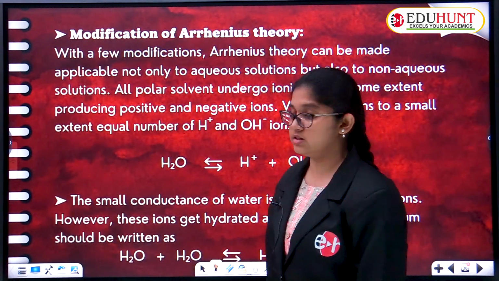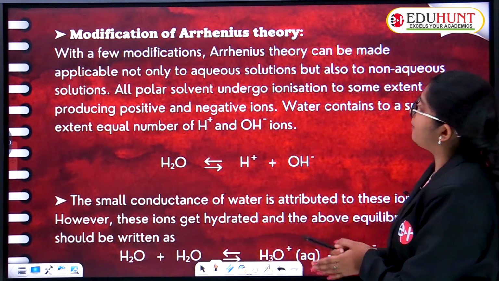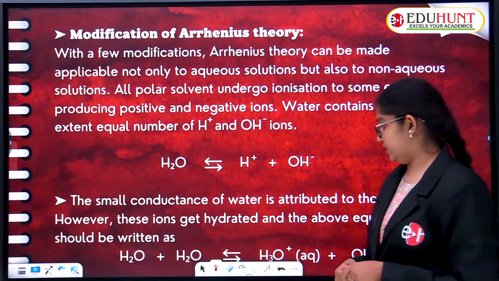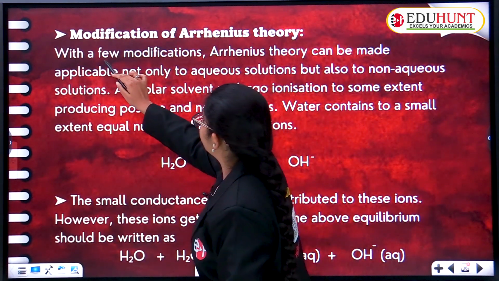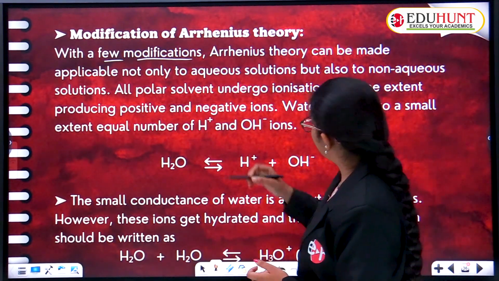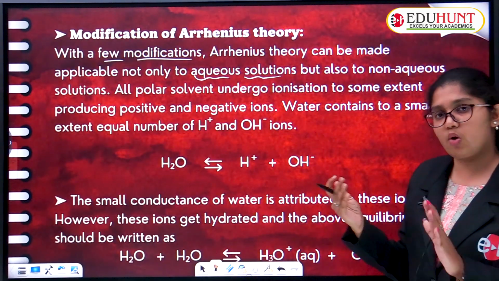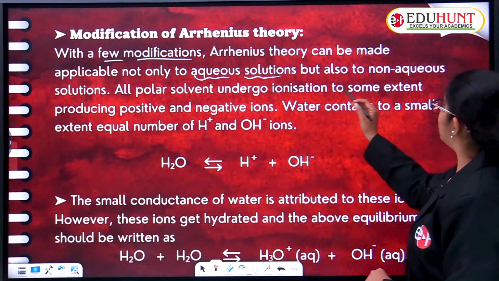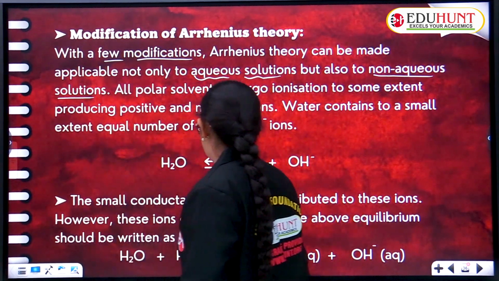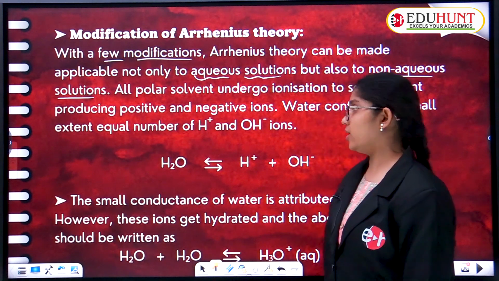Modification of Arrhenius theory. With a few modifications, Arrhenius theory can be made applicable not only to aqueous solutions but also to non-aqueous medium. Okay, that's the important point. Aqueous, written as (aq), means the solution is in water, the liquid content, children. But also to non-aqueous solutions. What is the modification over here? Not only to aqueous solutions but also to non-aqueous solutions.